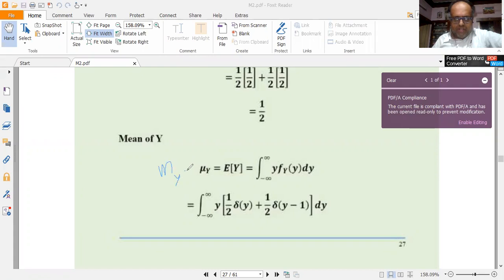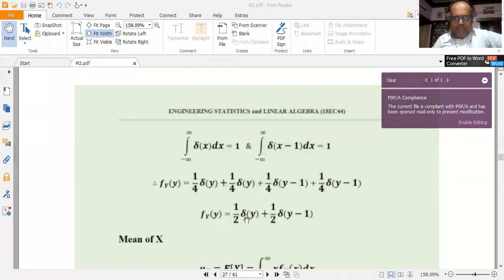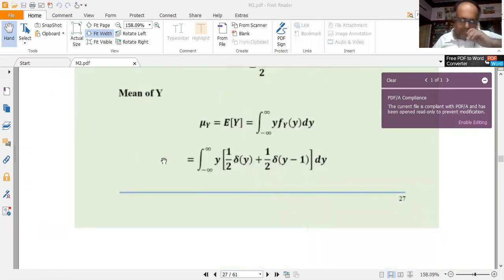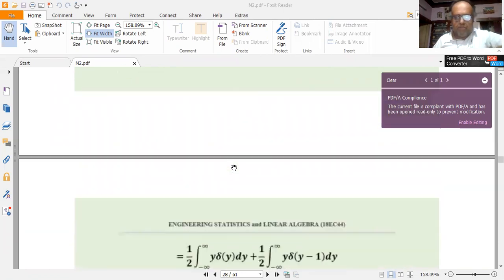This can also be written as my. This is equal to the integral from minus infinity to plus infinity of y fy of y dy. Now substitute the value of fy of y, which we have derived in the previous case. So this becomes the integral from minus infinity to plus infinity of y into half delta of y plus half delta of y minus 1 dy. Now split this integral into the sum of two integrals.